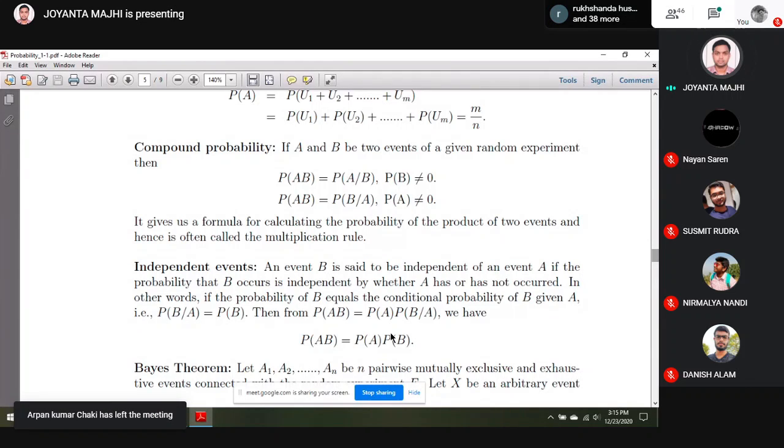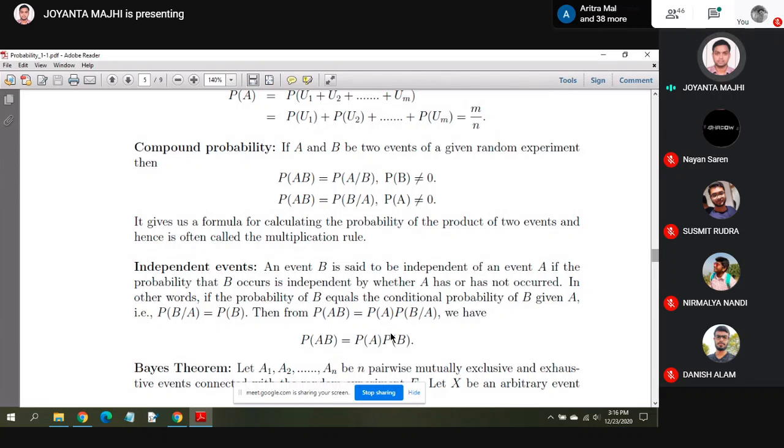Now we discuss independent events. An event B is said to be independent of an event A if the probability that B occurs is independent of whether A has or has not occurred. In other words, if the probability of B equals the conditional probability of B given A, that is, probability of B by A is equal to probability of B.